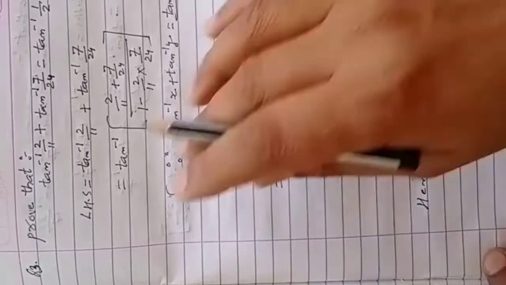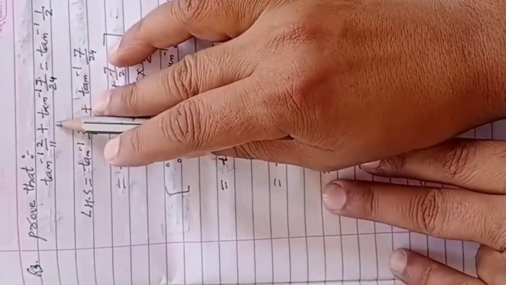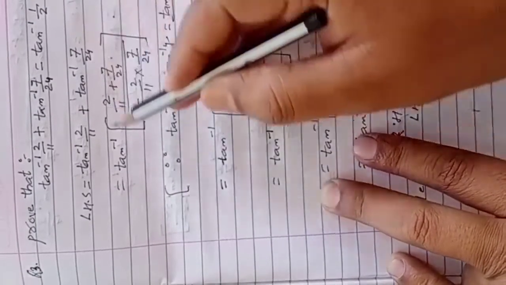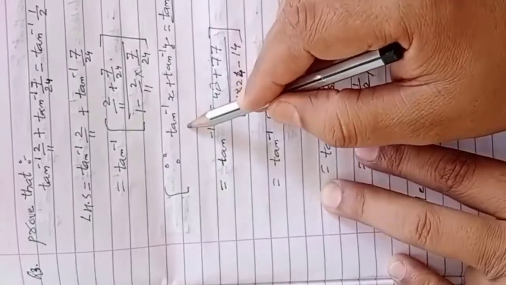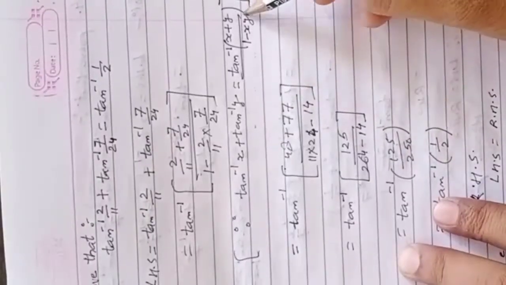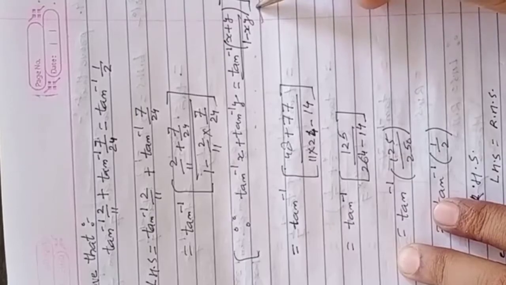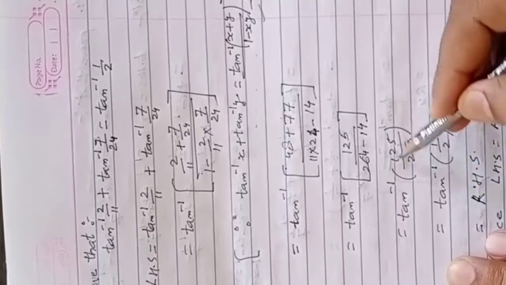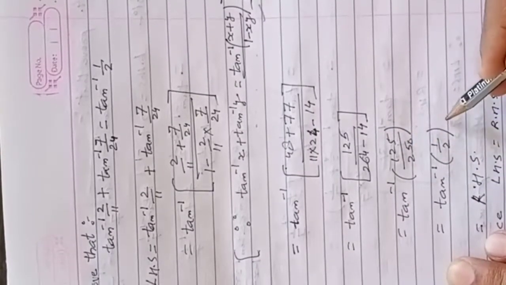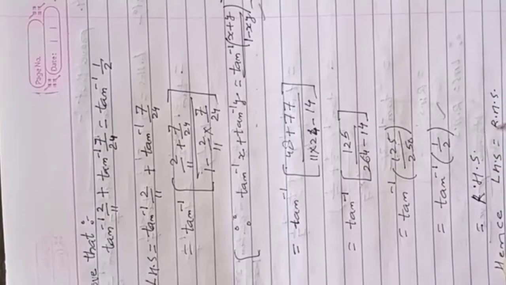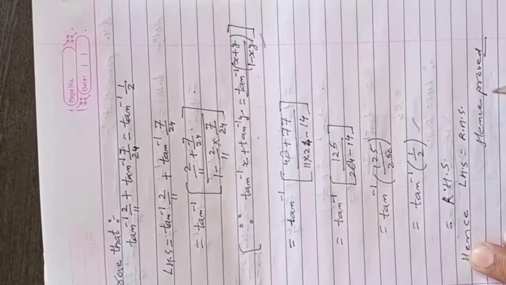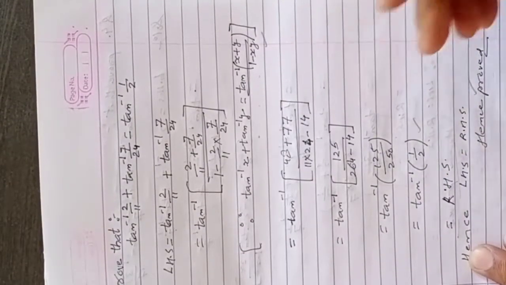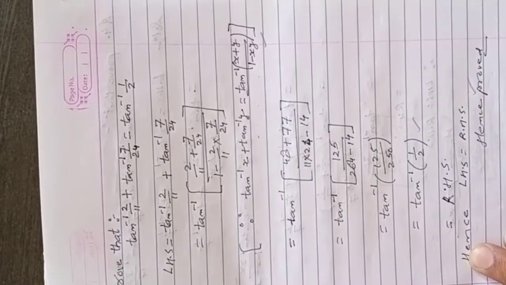Now question number 3, we have to prove that tan inverse 2 upon 11 plus tan inverse 7 upon 24 is equal to tan inverse 1 upon 2. So we will take the left hand side, then we will apply this formula: tan inverse x plus tan inverse y is equal to tan inverse of x plus y upon 1 minus xy. So after solving, tan inverse 125 upon 250 is coming. After cancelling, tan inverse 1 upon 2 is coming. So it is the right hand side. So left hand side is equal to right hand side. Hence it is proved. If you have learned the formulas in inverse trigonometry, then you can do the questions very easily.